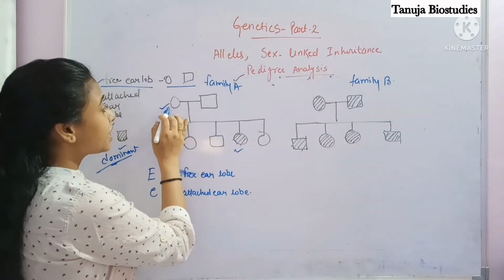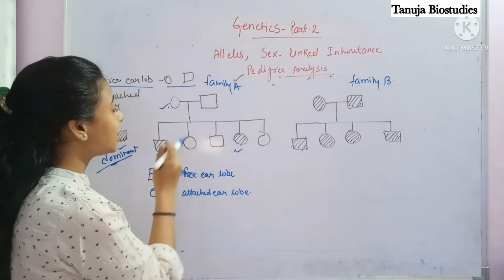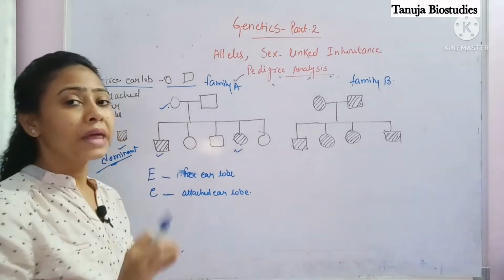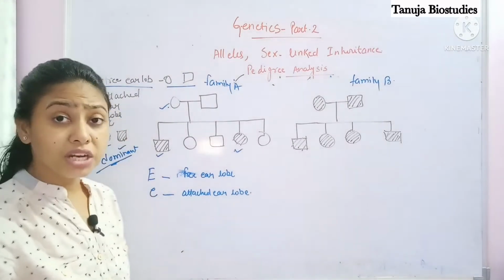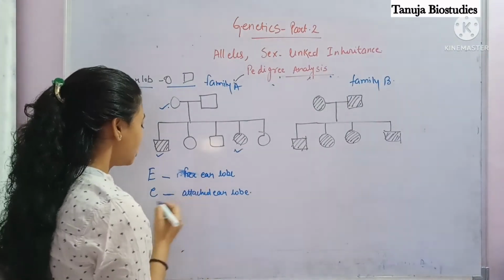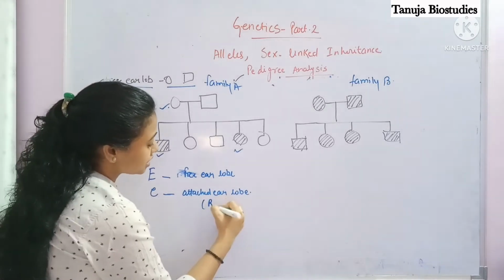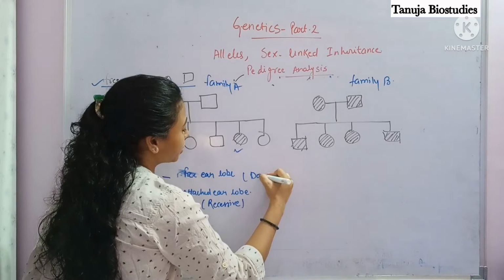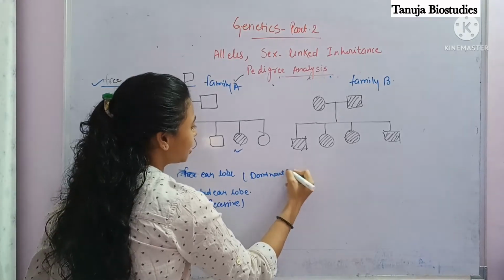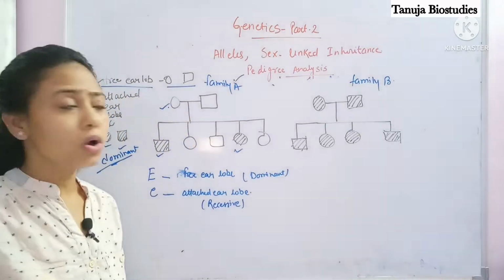Because in the parents it is not expressing and suddenly it expresses in their children, that's why we cannot take attached earlobe as the dominant trait. We have to take it as a recessive trait. So it is the recessive and it is the dominant. Okay, so let's see whether this also follows or not.